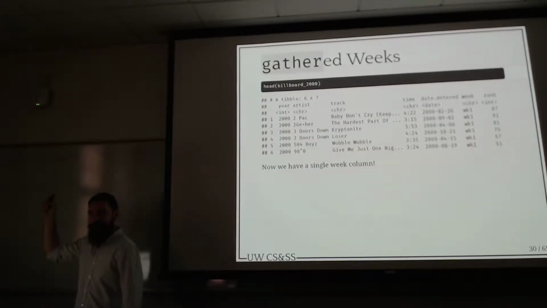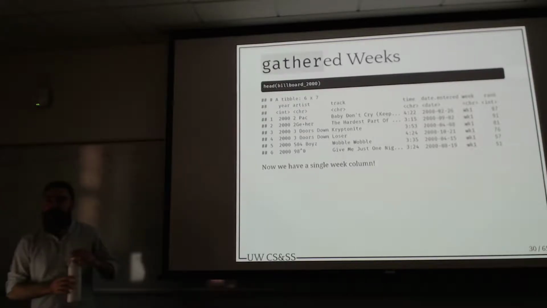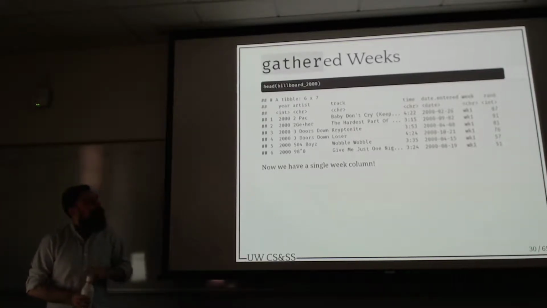Yes? Sorry, that means for each song we have 74 rows. 76 rows, yeah. Every single song will have 76 rows at the moment. But remember, some of these songs were not on the chart in later weeks. We're going to take care of that in a second.